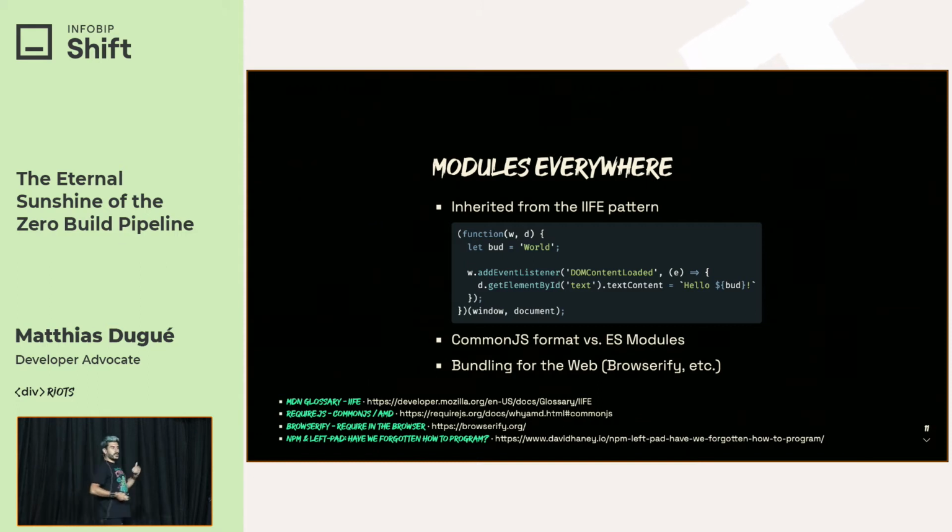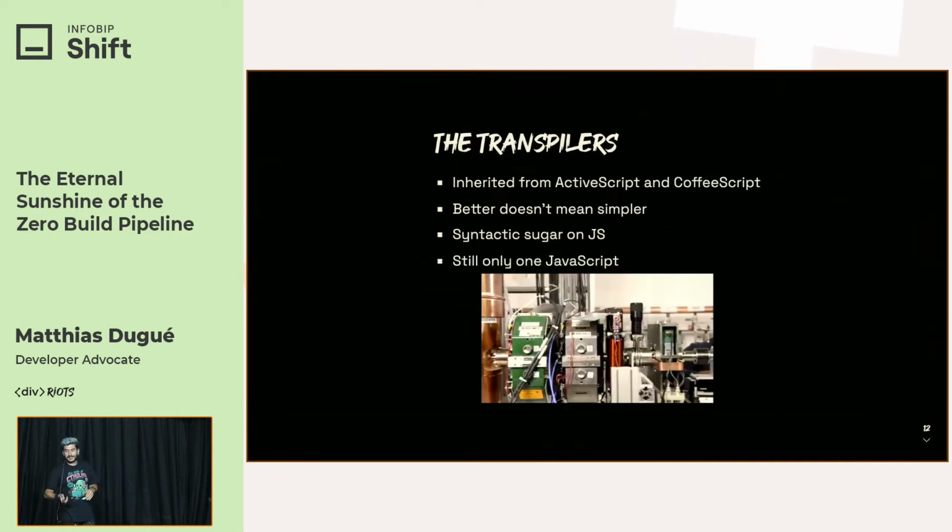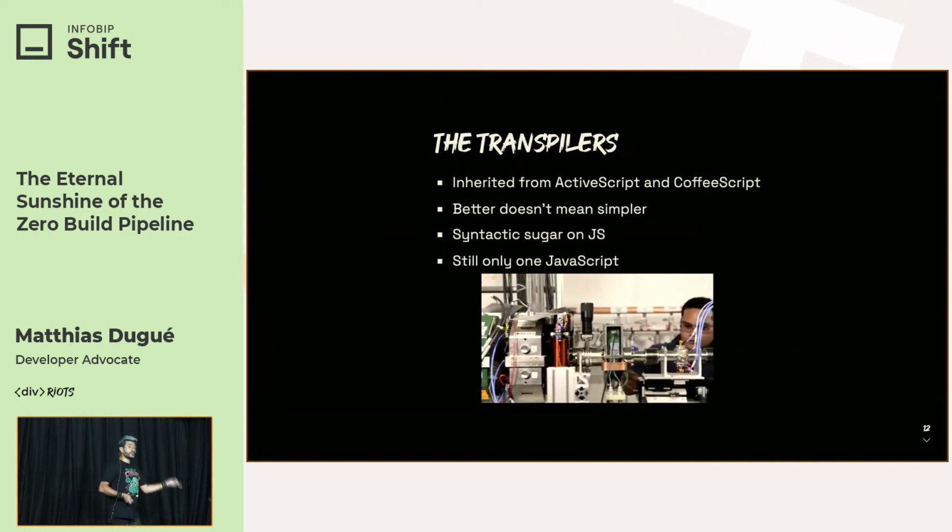This was before we invented and standardized the new ESM format that is now running anywhere in any browser and even in Node.js, as we saw in previous talks. So building for the web started at this time. We had to pack everything and bundle everything into the same file just to help browsers to run our JavaScript. Then we had the transpilers.